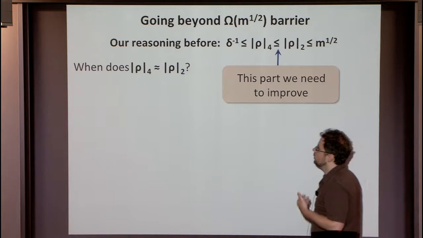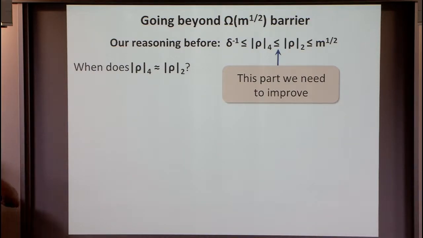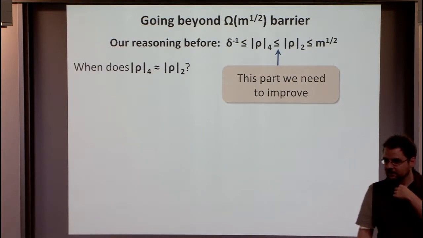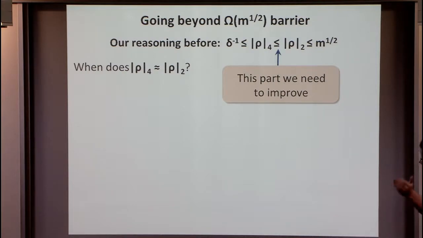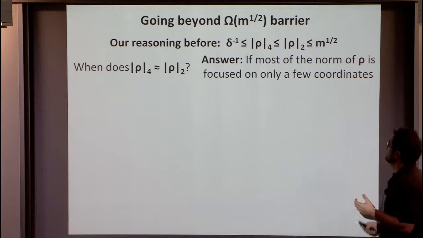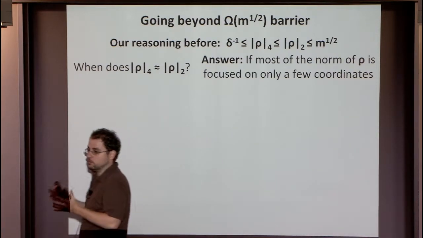And of course, the crucial question is, when is this inequality tight? So when is the L4 norm of a vector close to the L2 norm? Only one coordinate. Yes, James, that's a perfect answer. When these things are close, it's only when the norm of rho is contributed by very few coordinates, actually one or a few coordinates.